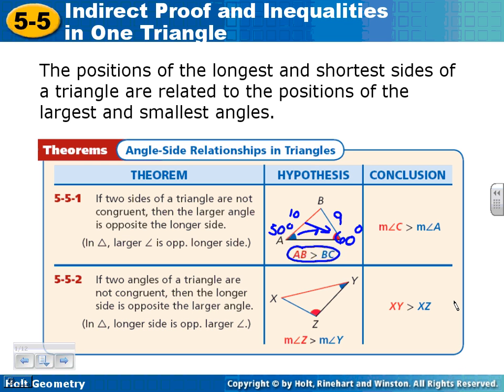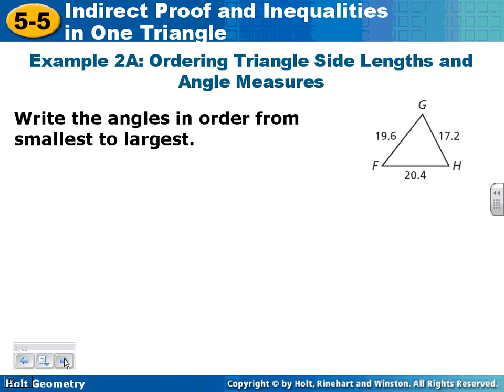In 5.5.2, the next theorem just says it the same way, but it does the angles first, then the sides. It's the same thing, just the angles first and then the sides. With that said, look at the next slide. Ordering triangle side lengths and angle measures.